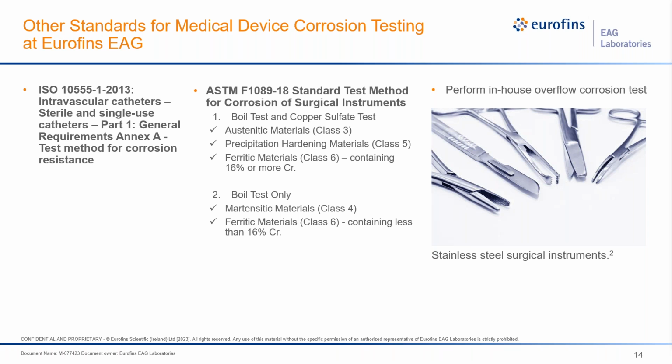Other standards for medical device corrosion testing at Eurofins EAG include ISO 10555 Annex A. This is a standard for intravascular catheters supplied in the sterile condition and intended for single use for any application. When corrosion resistance is tested in accordance to this method, metallic components of the catheter intended for fluid path contact shall show no signs of corrosion. In accordance to Annex A of this method, the catheter is immersed in sodium chloride solution, then in boiling distilled water, and afterwards examined visually for evidence of corrosion.